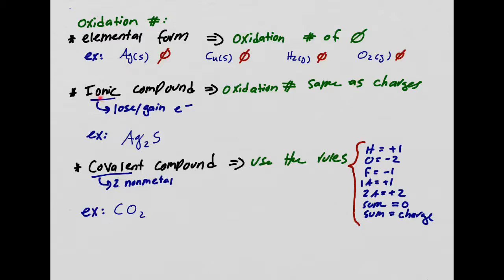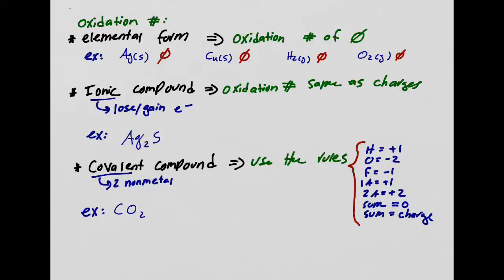Now, when you have an ionic compound, remember what an ionic compound is. You lose or you gain electrons. So the oxidation number is the same as the charges, because an ionic compound is a balance of charges. You lose and you gain electrons. So we can figure out the oxidation number based on the charges.